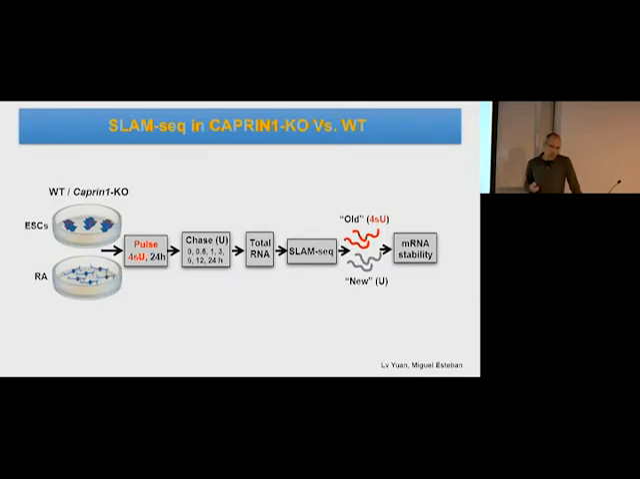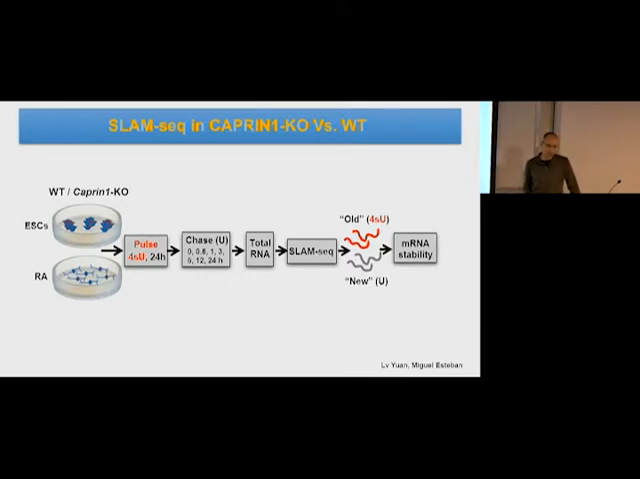To validate this, we teamed up with Miguel Esteban in Guangzhou in China, and they are experts in SLAM-seq experiments and other aspects of RNA degradation. So they did this experiment. We sent them our cells, the coprin-1 knockout and the wild type. In the SLAM-seq experiment, you pulse your cells with 4SU, and then you chase them with unlabeled uridine for 1 hour, 2 hours, etc.